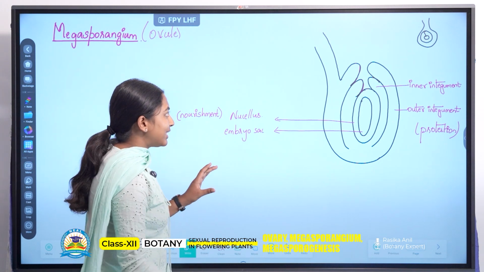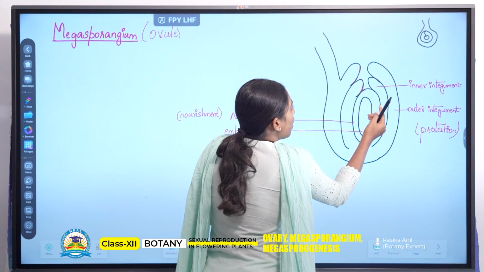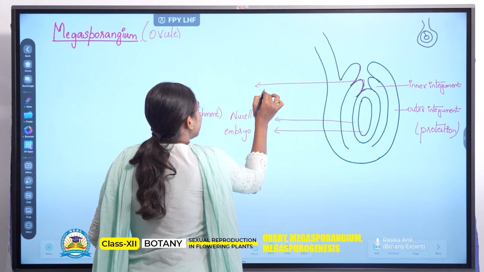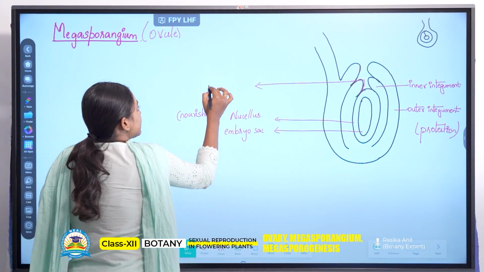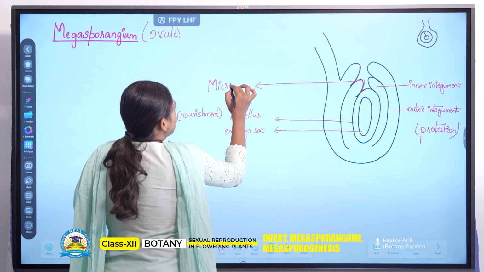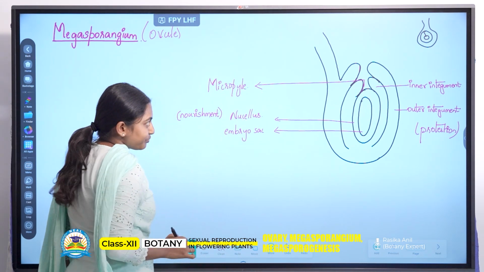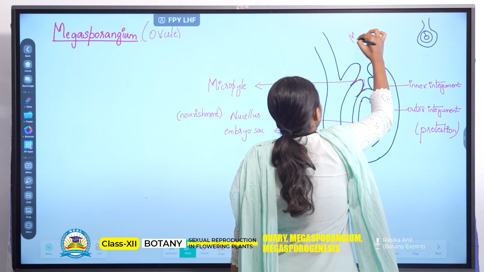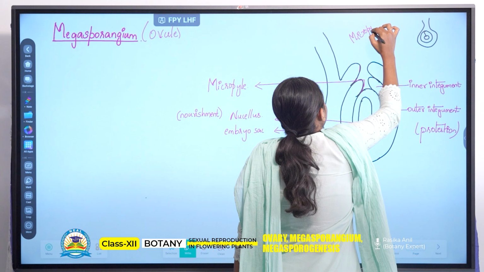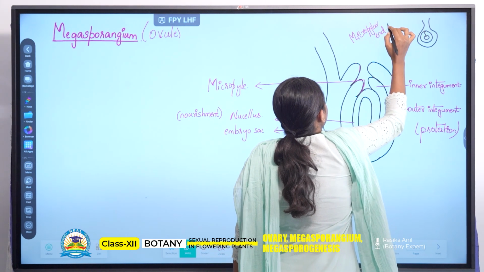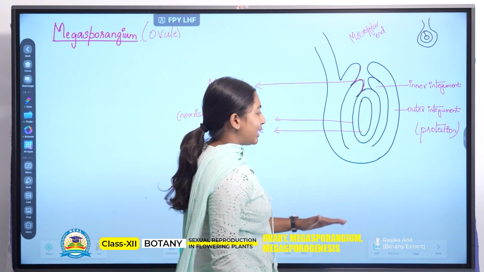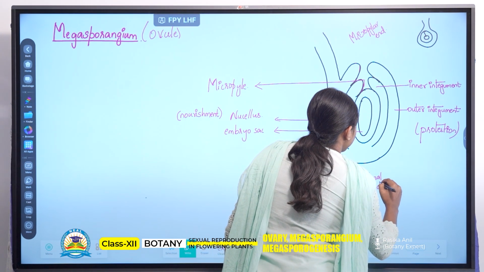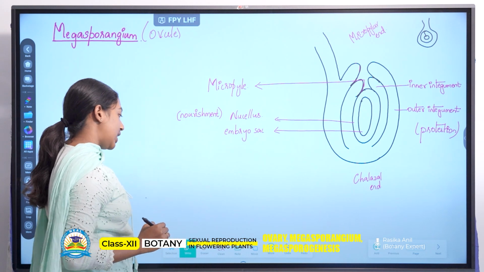And you can find that there is a space here which is not enclosed by the integuments. So this particular space which is not enclosed by the integuments is called your micropyle. What is it called? It is called your micropyle, right? And this end where you have the micropyle is called your micropylar end, right? And the end opposite to the micropylar end is called your chalazal end. Simple. Micropylar end and chalazal end.